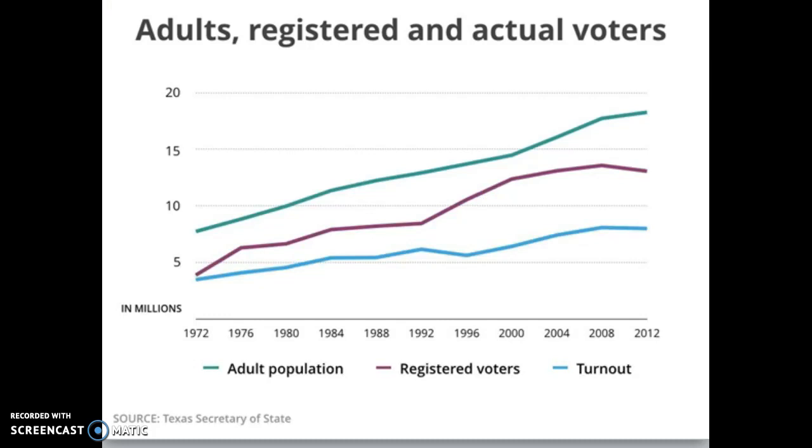So take a minute and look at the graph. Was the law effective? We've got the adult population in green. You've got registered voters in burgundy. And that blue color is actual voter turnout. Was it effective? Did it get people registered? And then did it actually increase voter turnout? So take a minute, identify that, describe it based on the graph.